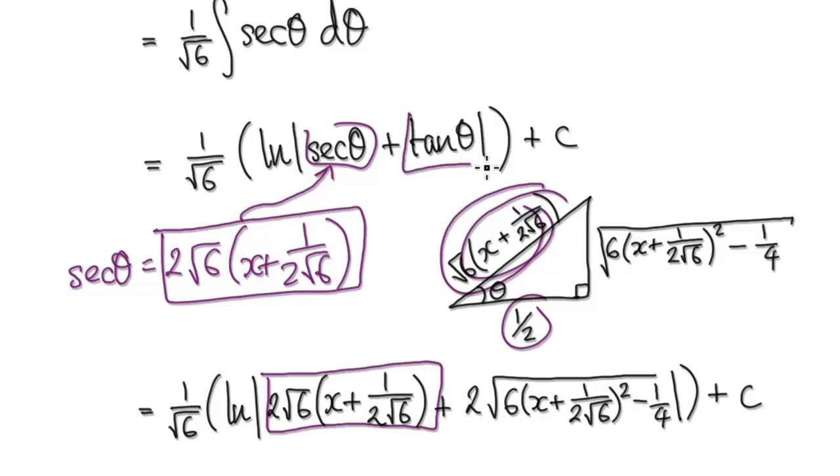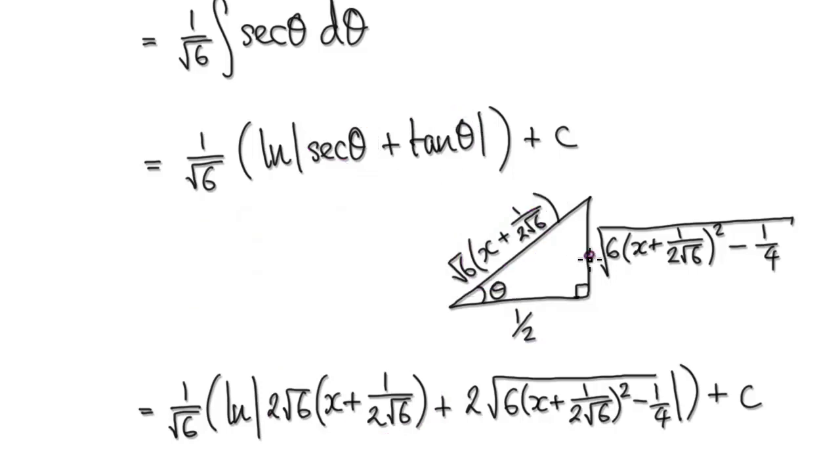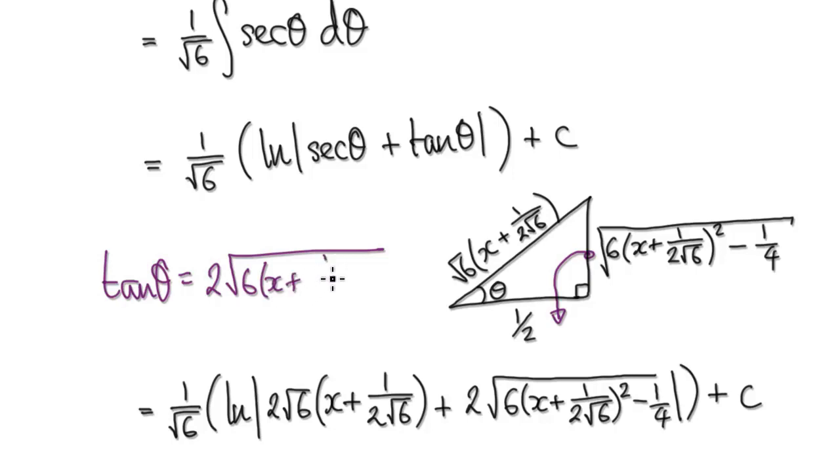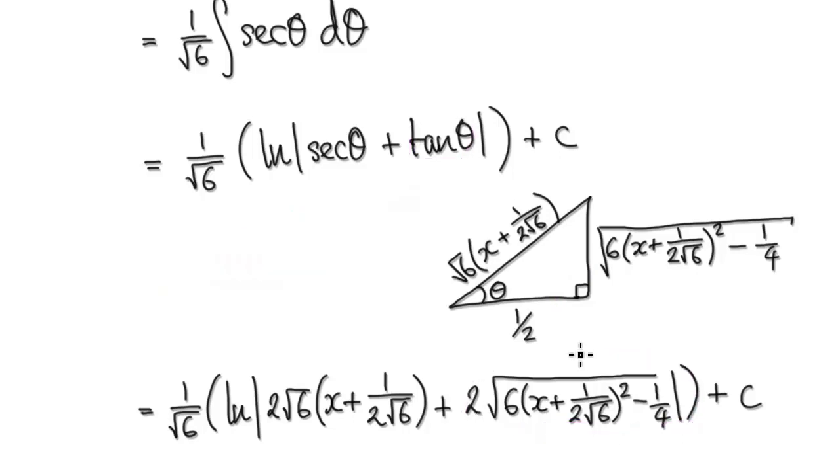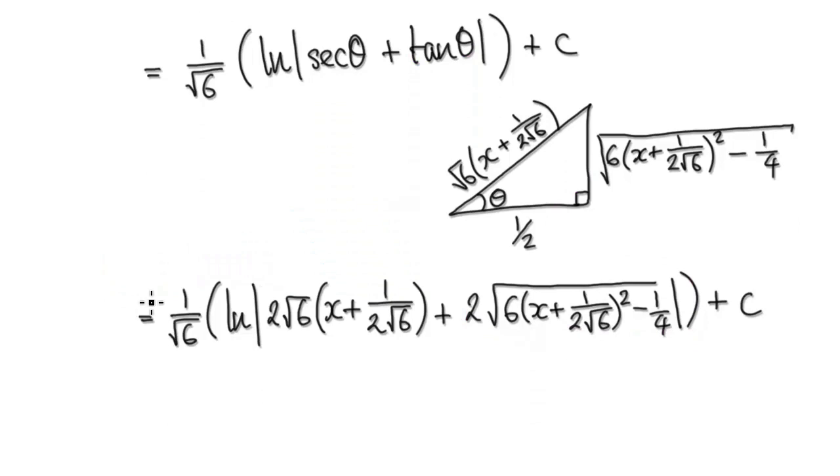And then tan theta, well, what is tan theta? Tan theta is this thing here. So tan theta equals opposite over adjacent. So this thing divided by this thing is the same as this thing multiplied by 2. So it would be this thing here, 6 x plus 1 over 2 root 6 squared minus a quarter. So now we can put this back into here. That will then give us this. So this is our final answer.